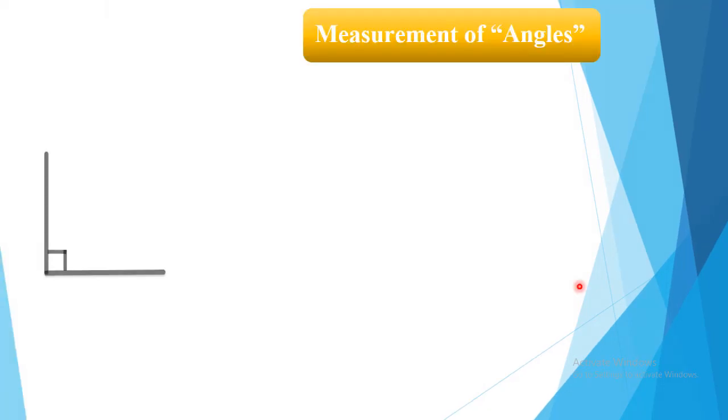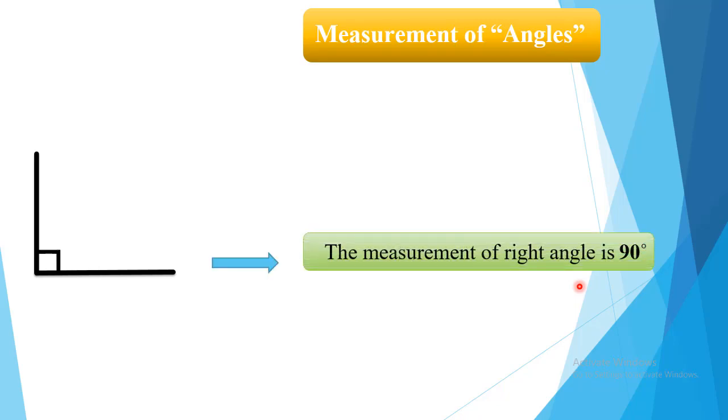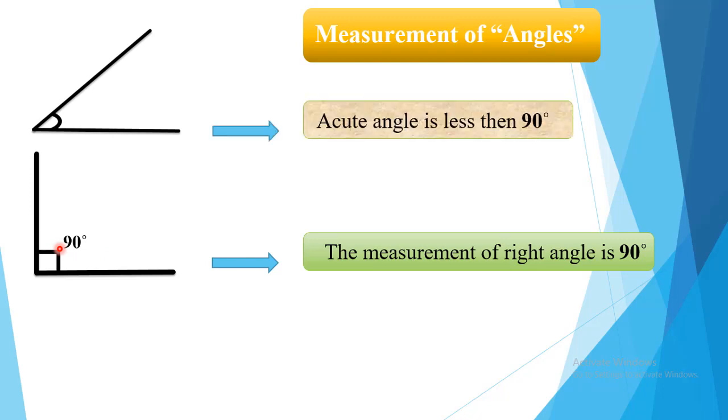Measurement of angles. This is a right angle. The measurement of a right angle is 90 degrees. This is the sign of degree. 90 degrees. This is a right angle. This is an acute angle. An acute angle is less than 90 degrees. This one is an obtuse angle.